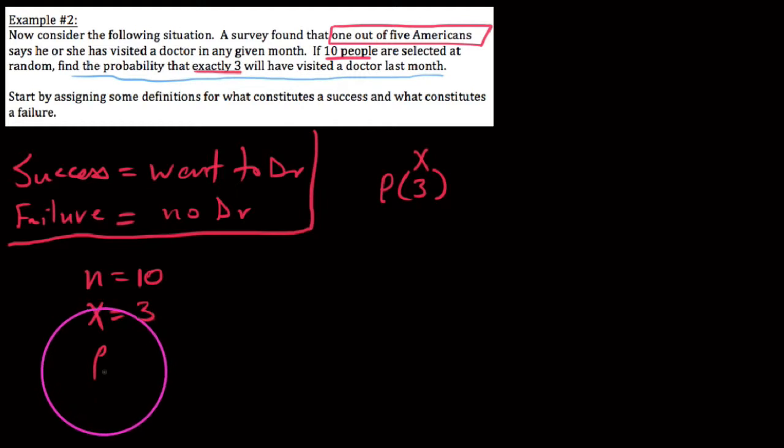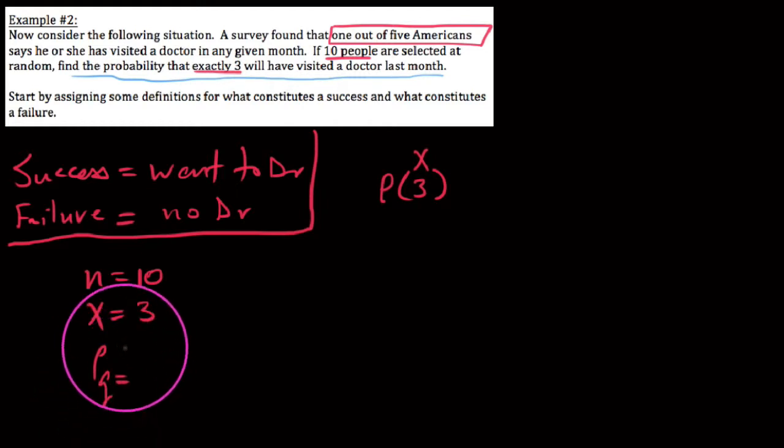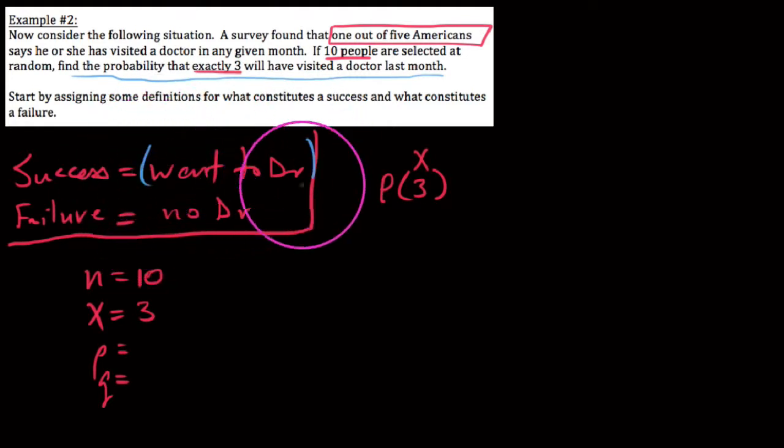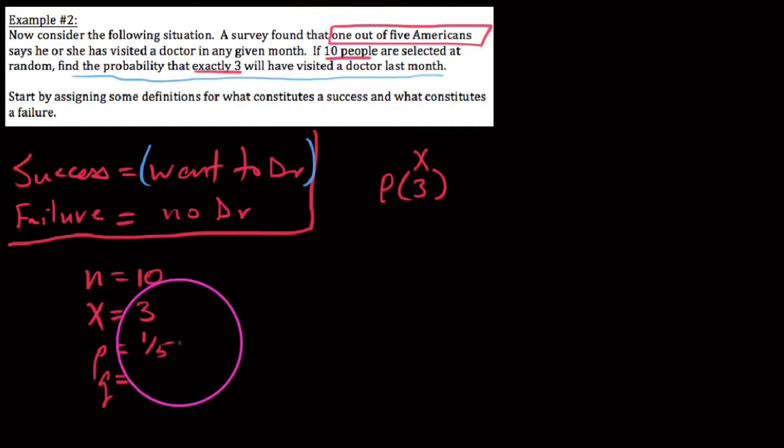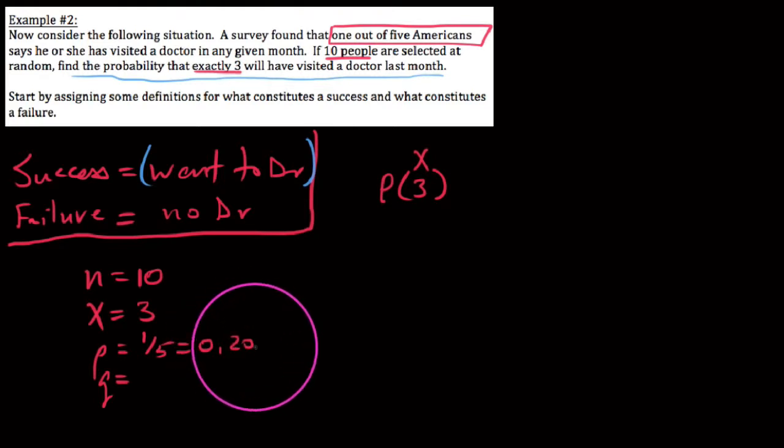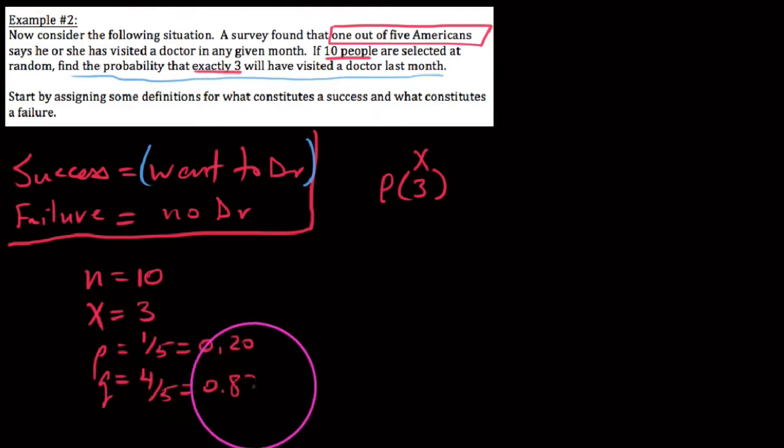So here's where p and q come into play. p represents the likelihood that we get a success. Now, the probability we get a success is the probability that somebody actually took the time to go to the doctor, and we were actually told this in the problem. We say 1 out of 5. So this is a 1 in 5 chance, or we could represent this as a decimal as 0.20. The nice thing about knowing the probability of getting a success is 1 out of 5, then the probability of getting a failure would be the other 4 out of 5, or the other 80%.